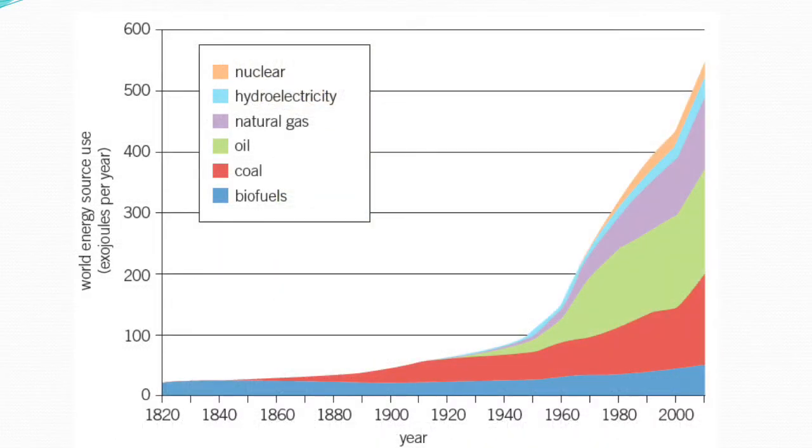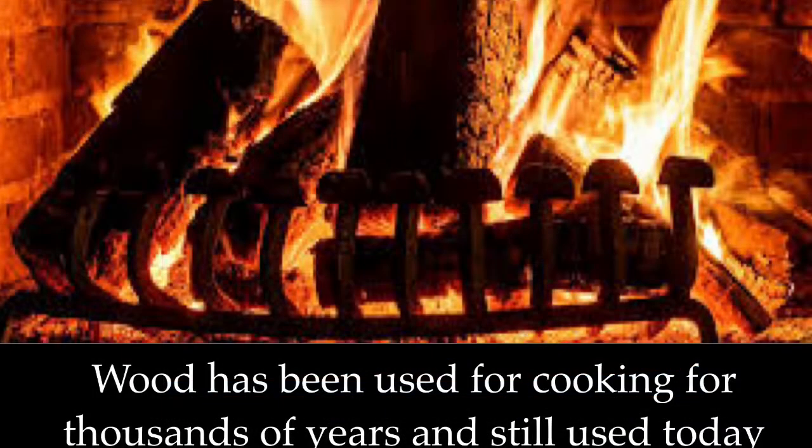This graph shows how our energy use over the last 200 years has changed. If you look at the bottom of the graph, you'll see biofuels, which has always been an important source of fuel, and although it's increased, it hasn't increased as significantly as some of the others. One of the most common forms of biofuel is wood, which has been used for centuries for cooking.